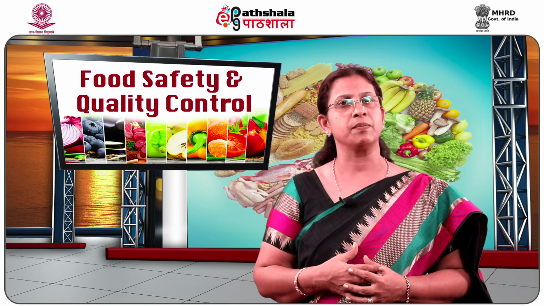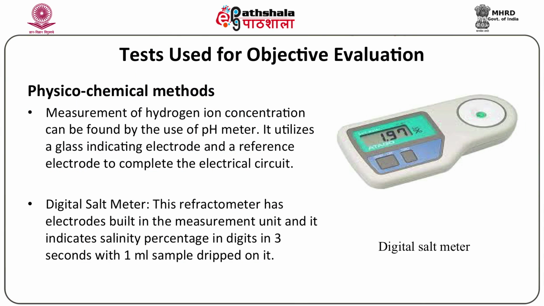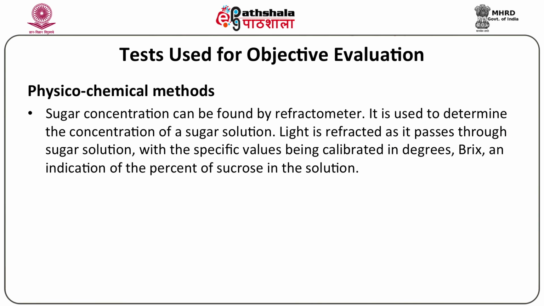Furthermore, physicochemical methods include measurement of hydrogen ion concentration, which can be found by the use of a pH meter. It utilizes a glass indicating electrode and a reference electrode to complete the electrical circuit. Next, the digital salt meter. This refractometer has electrodes built into the measurement unit, and it indicates the salinity percentage in digits in 3 seconds with a 1 ml sample dripped on it. Digital salt meter.